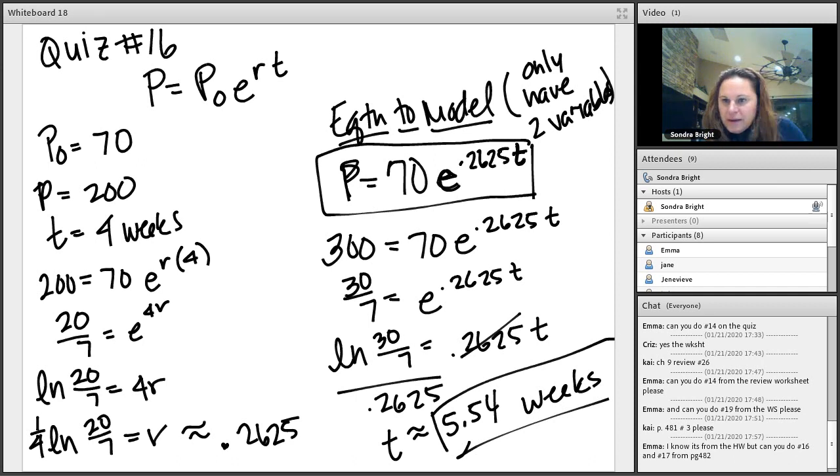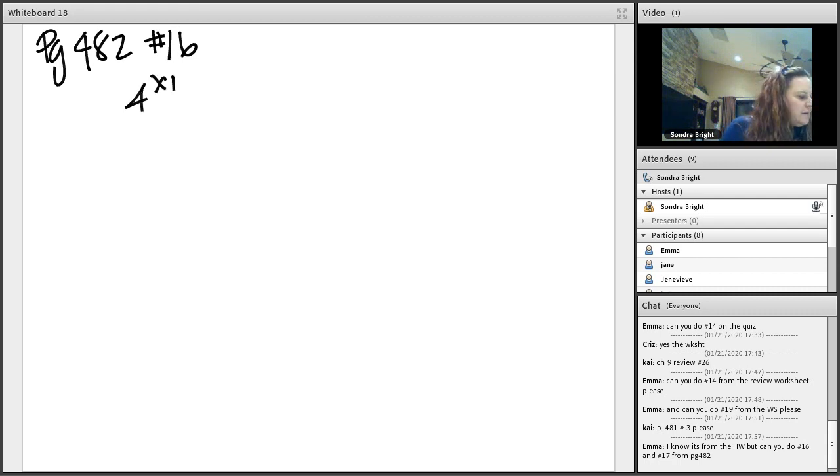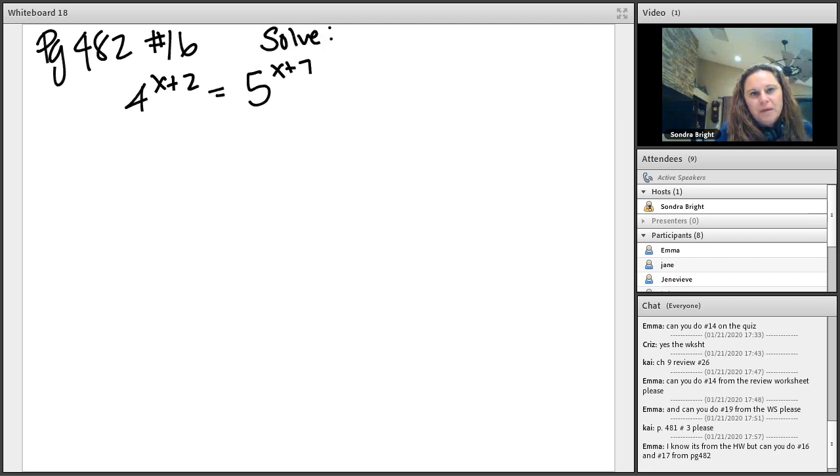All right, 16 and 17 from 482. And then that'll probably do it. Page 482, number 16, is 4 to the x plus 2 is equal to 5 to the x plus 7, and they want you to solve it to 3 decimal places. All right, you've got x's up there in the exponent, so you need logs.